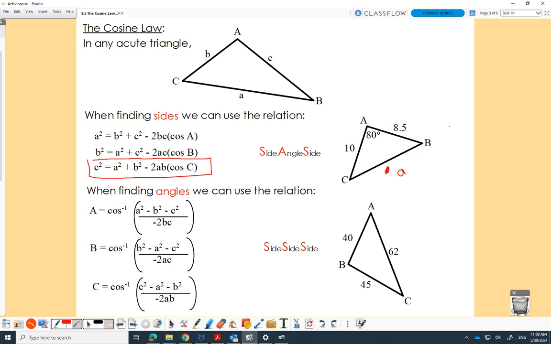But you don't have to remember it like that. You can just remember it like, do I have a pair? No, I don't have a pair. Well, I'm going cosine law. And Mr. Todd says it's not too bad once you practice it.